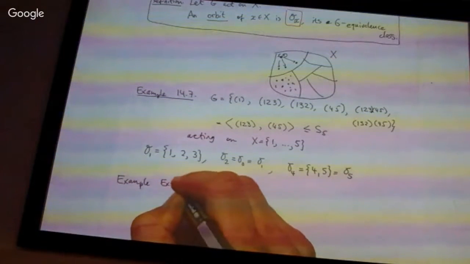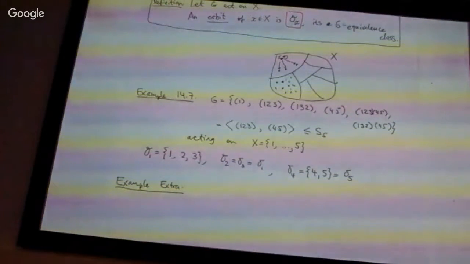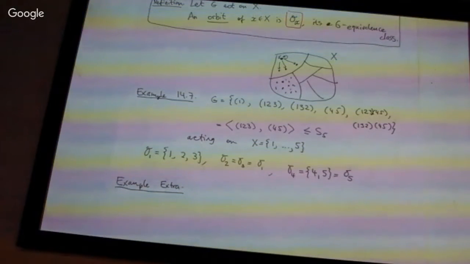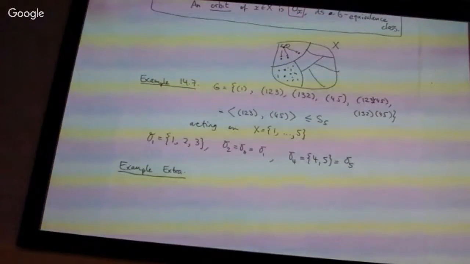I'm making an example extra, not in the book. Oh, maybe it's one of the exercises. Maybe it's one of the submission exercises. So let's do it. Maybe it's not. That's right.